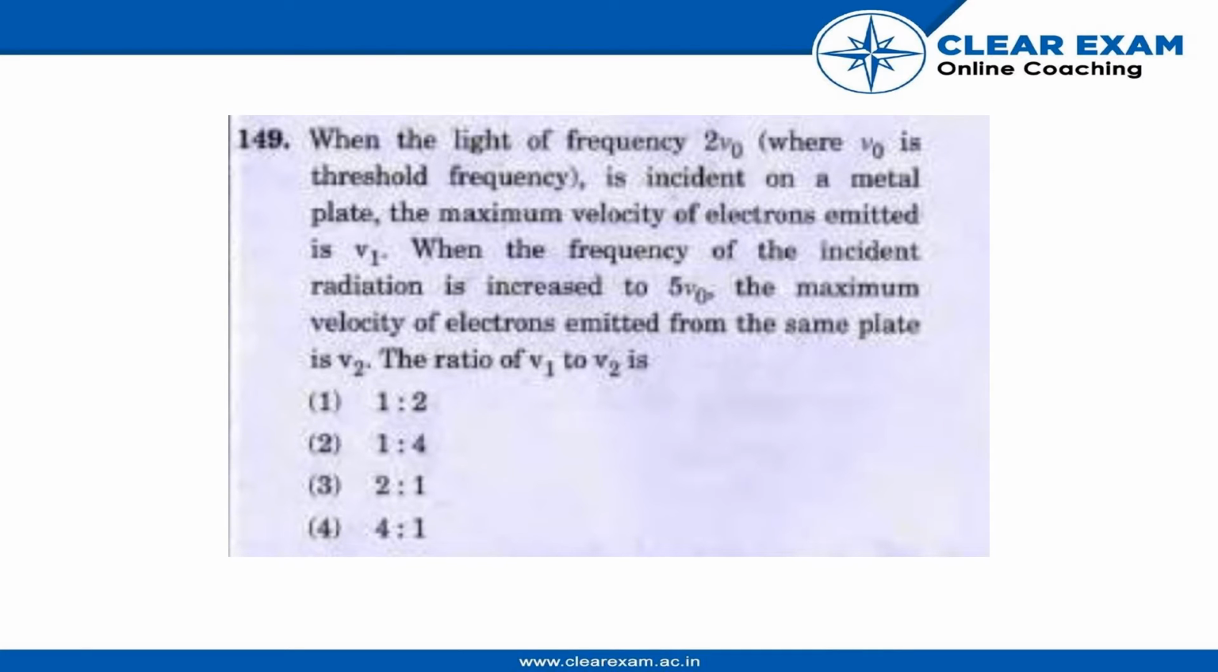Hello everyone, now we are going to do this question. When light of frequency 2ν₀, where ν₀ is the threshold frequency, is incident on a metal plate, the maximum velocity of electrons emitted is v1. When the frequency of the incident radiation is increased to 5ν₀, the maximum velocity of electrons emitted from the same plate is v2. So the ratio of v1 to v2 is: options are 1 is to 2, 1 is to 4, 2 is to 1 and 4 is to 1.